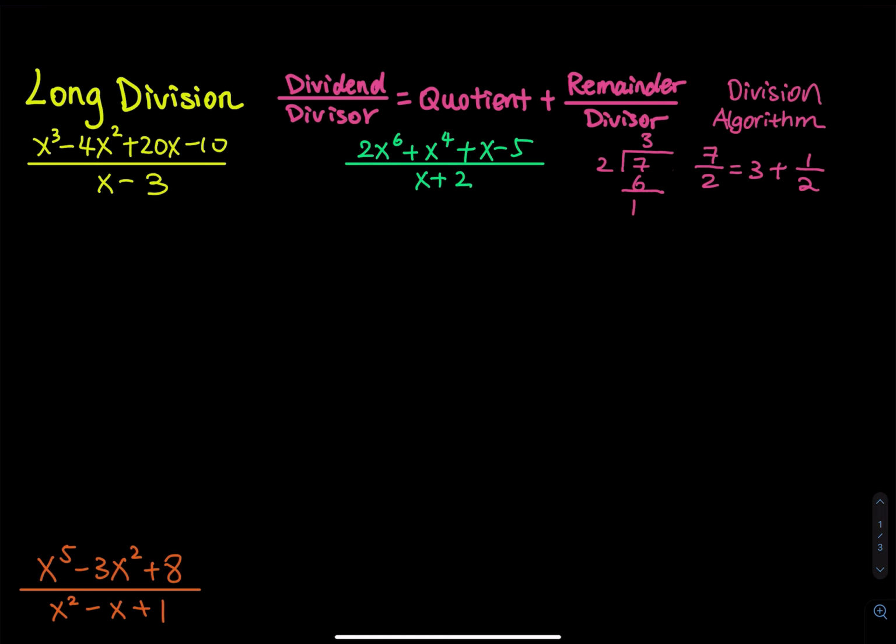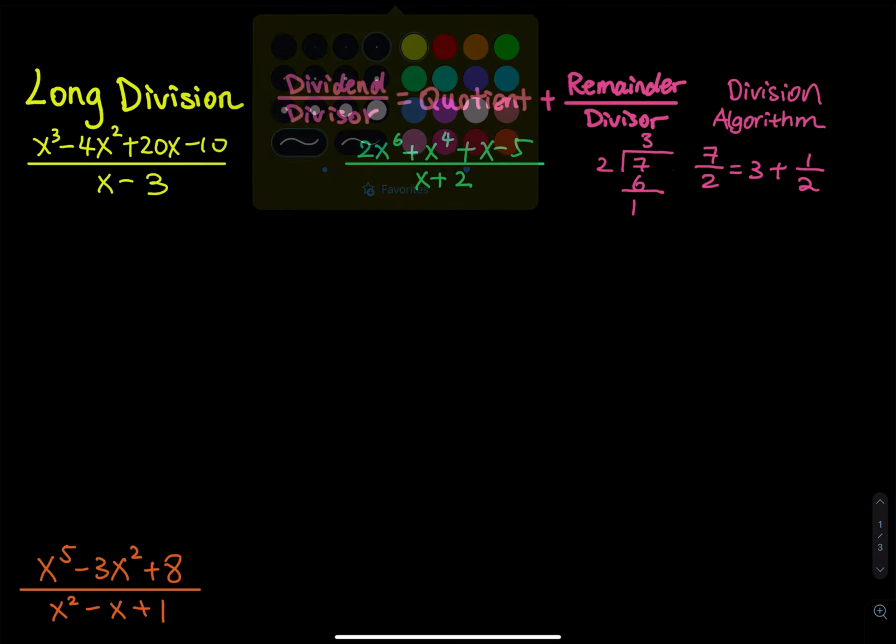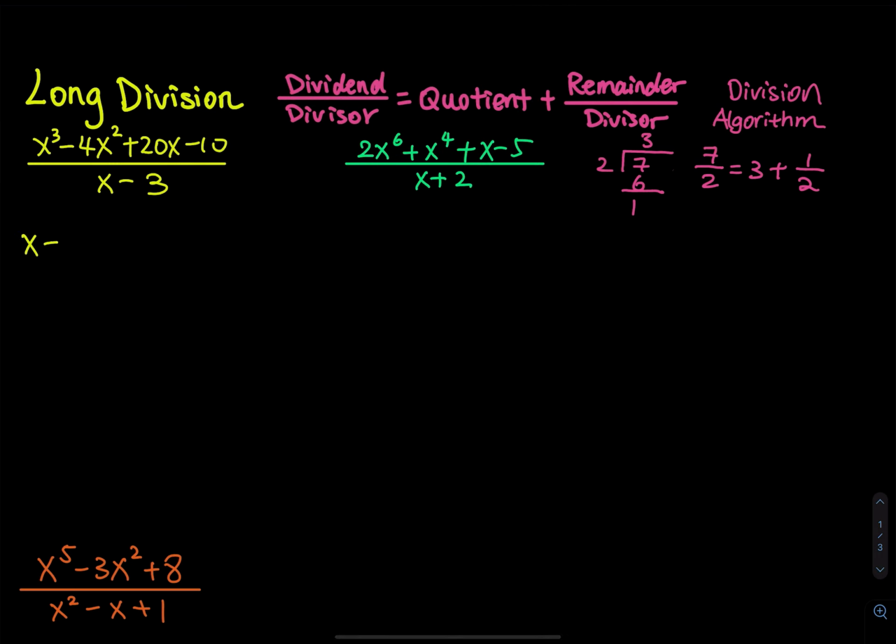We are going to apply this long division to polynomials. The first polynomial is x to the third minus 4x squared plus 20x minus 10, divided by x minus 3. So the way we do this is we write x minus 3, and then we put the dividend in here: x to the third minus 4x squared plus 20x minus 10.